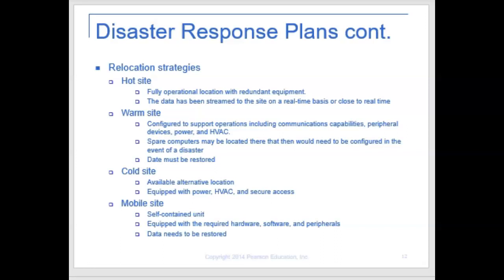A cold site is a backup facility. It's got power and HVAC and secure access, but there's really no staged equipment. It's going to take longer, but it's cheaper. And a mobile site is like a third-party site where you'd only really need to restore the data, but you're paying a third party to maintain this capability. In St. Louis, for example, Worldwide Technologies is a company that maintains a hot site for various other companies around. And there's a good policy example on page 386 of the book.